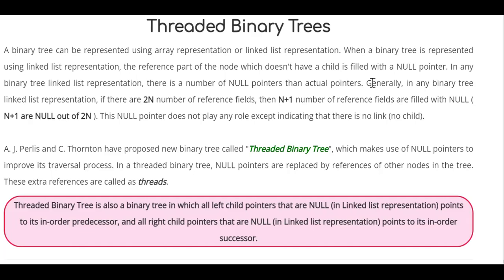So in any binary tree linked list representation, there are more null pointers than actual pointers. Means if there are 2n reference fields, then n plus 1 reference fields are filled with null. That is, n plus 1 null out of 2n. So this null pointer does not play any role except indicating there is no link or no child.